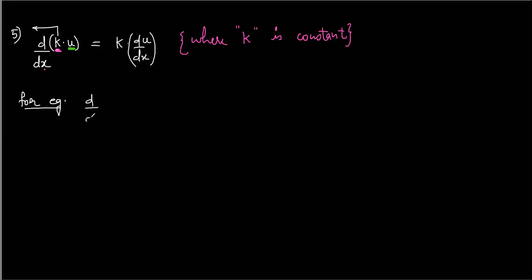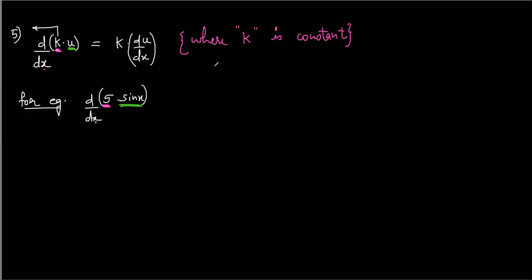Suppose I have d by dx of 5 times sine x. Now what you notice is that sine of x is a function of x. It depends on x. But 5, which is multiplied to sine x, has no x in it. It is like k. It is independent of x. But sine of x is dependent on x. It is a function of x and 5 is a constant.